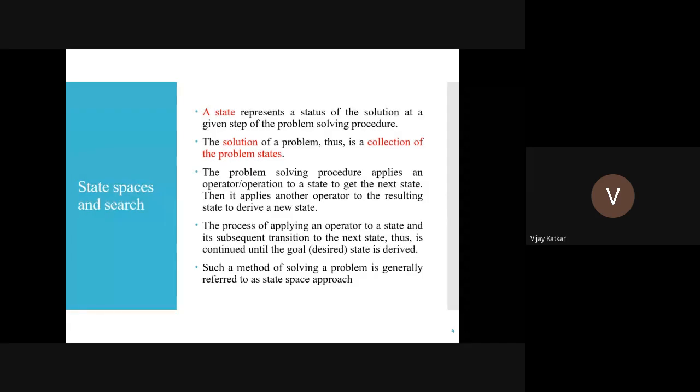So in state space search, it doesn't matter which problem it is, you are supposed to specify the state space and then how you can use that space. Or what is a state? State represents the state of a solution at a given step of the problem solving. So what does the state represent?